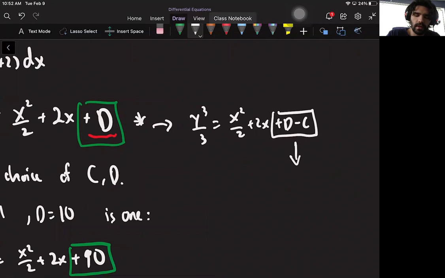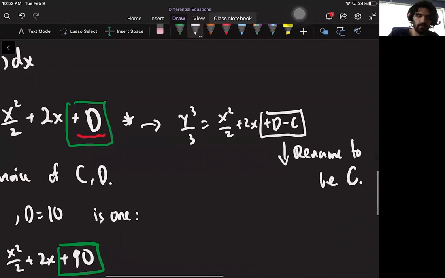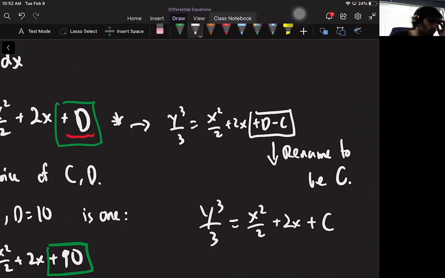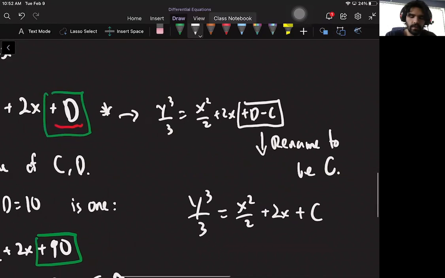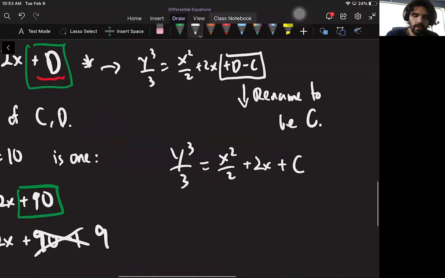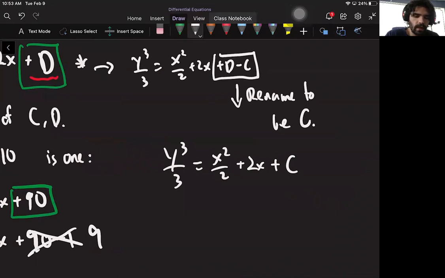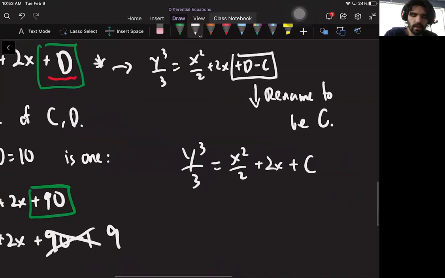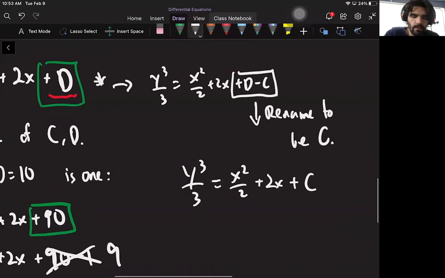So what we often do in this class is we rename constants to make things look nicer. So we just rename this to be C. And then we say that this is the solution. This solution is a lot better looking. So this is a very common trick. When you have multiple constants added together, then just combine them into one and call it C. Or whatever letter you want, that's fine too.